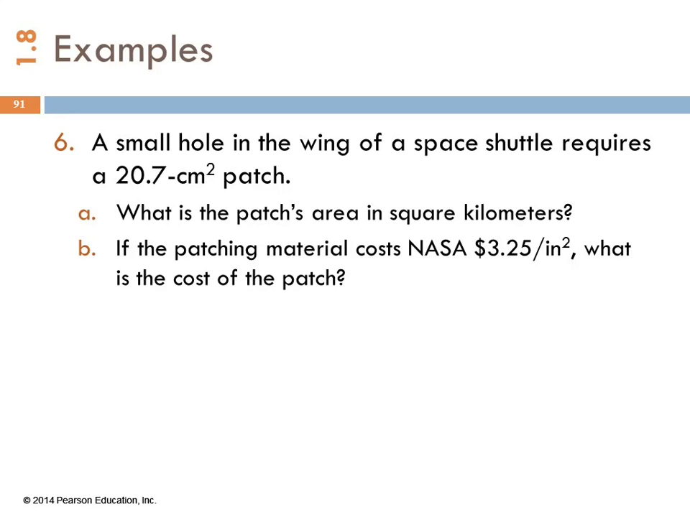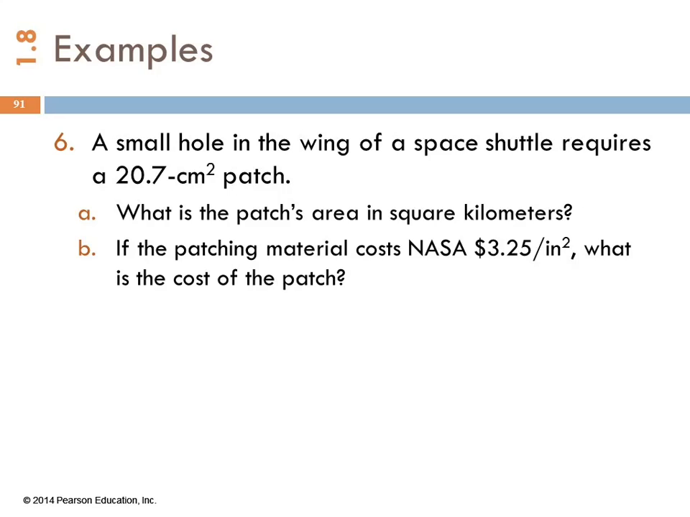No, we don't want to do that one. Okay, you guys wanted to do the space shuttle one. You want to do A or B? I think we should do B. B is more interesting. Small hole in the wing of a space shuttle. It needs a 20.7 square centimeter patch. The patching material costs NASA $3.25 per square inch. What's the cost of the patch?